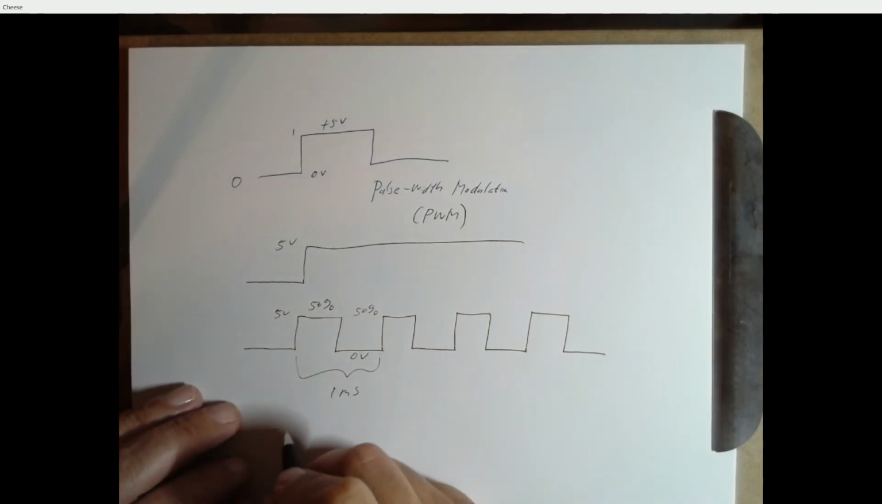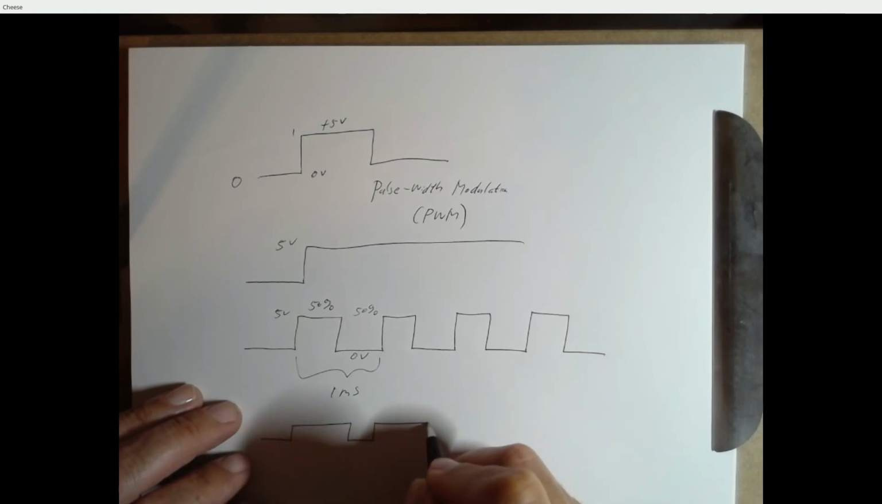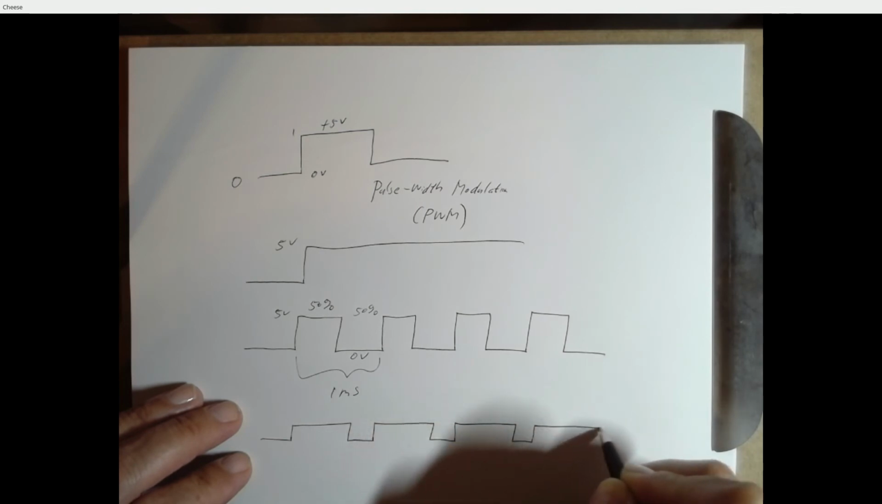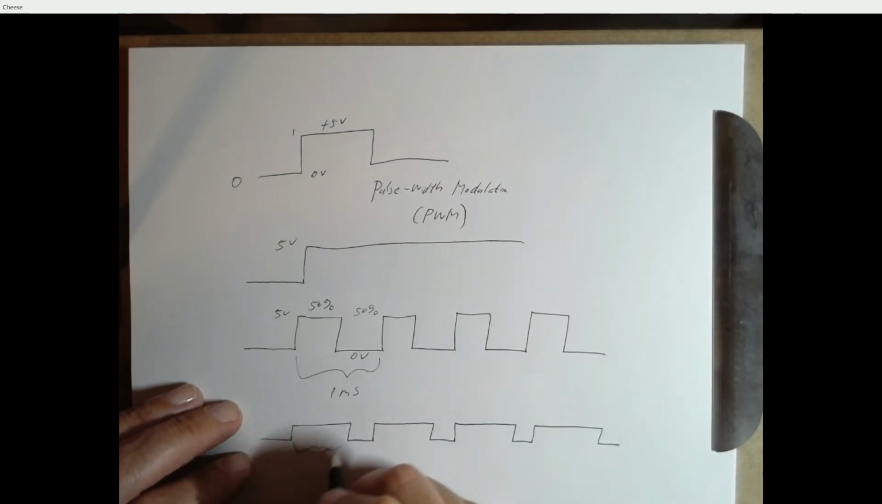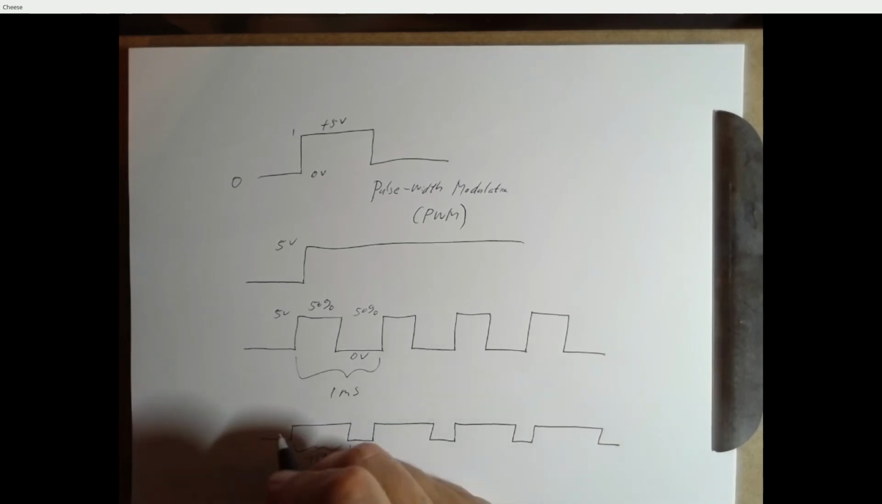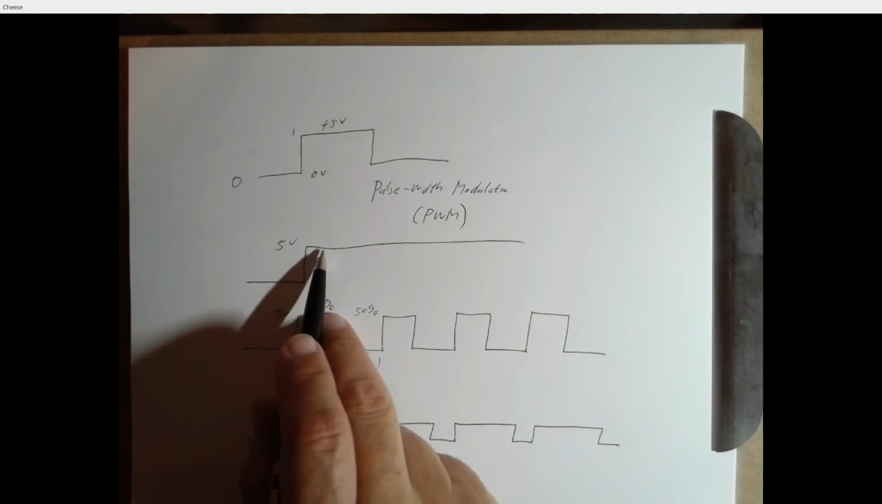If we were to do something like this, so I have a waveform here where the motor is on for 75% of the time and it's off for 25% of the time. This motor is going to run at about 75% full speed. And it kind of makes sense because it's getting its 5 volts for more time than it's getting the 0 volts. So you'd expect it to run faster than this, but not quite as fast as this.